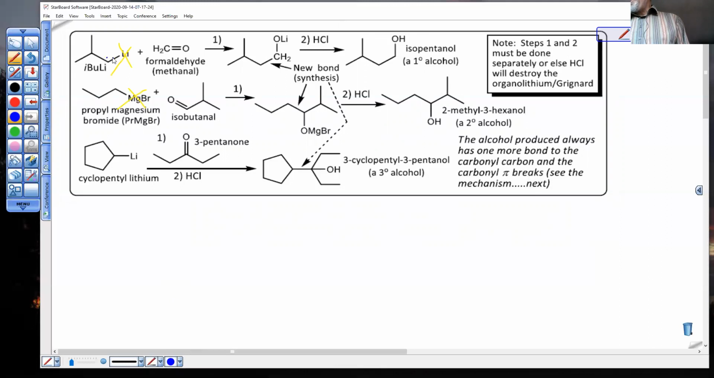We had a lone pair and an anion. We're attacking the carbonyl. Why did we attack the carbonyl? Because the carbon was very positive. Same story here.